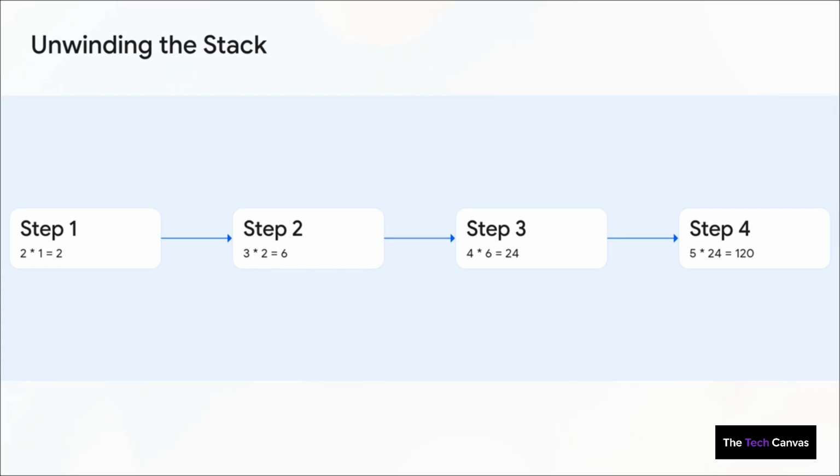And finally, that very first function call sitting at the top of the stack gets the answer it's been patiently waiting for. 5 times 24 equals 120. The original problem is completely solved.